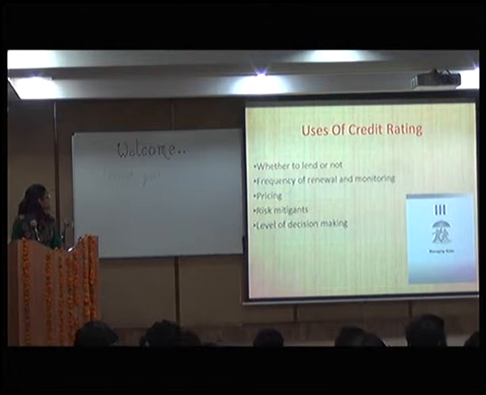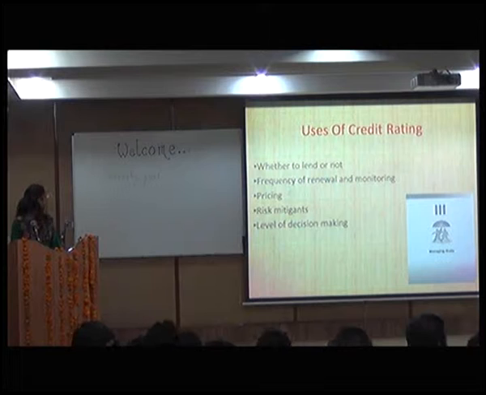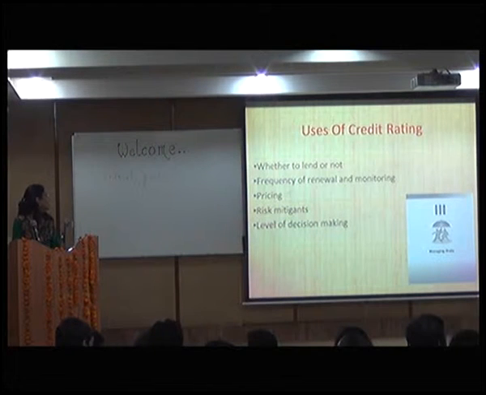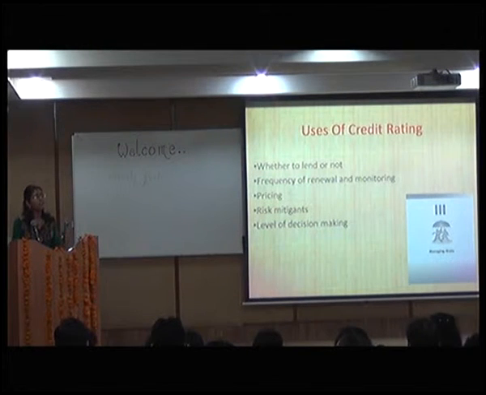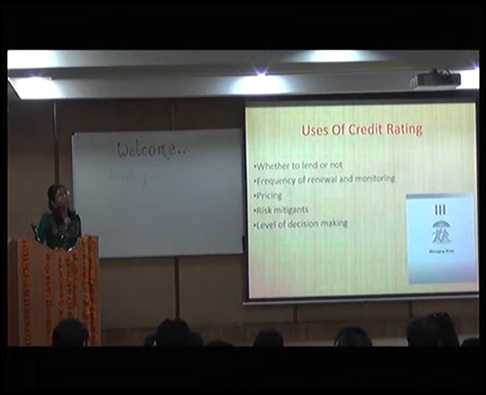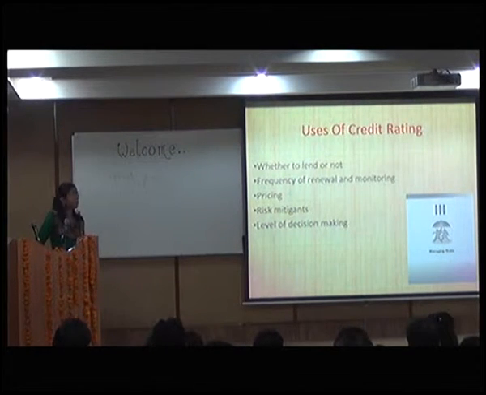Uses of credit rating. The use of credit rating is the decision whether to lend to the borrower or not to lend to a particular borrower. Frequency of renewal and monitoring. For example, if a borrower is not regarded as a AA borrower or has a B category, then there will be more monitoring of that particular borrower. Another is pricing. A higher interest rate will be charged from a low category borrower.